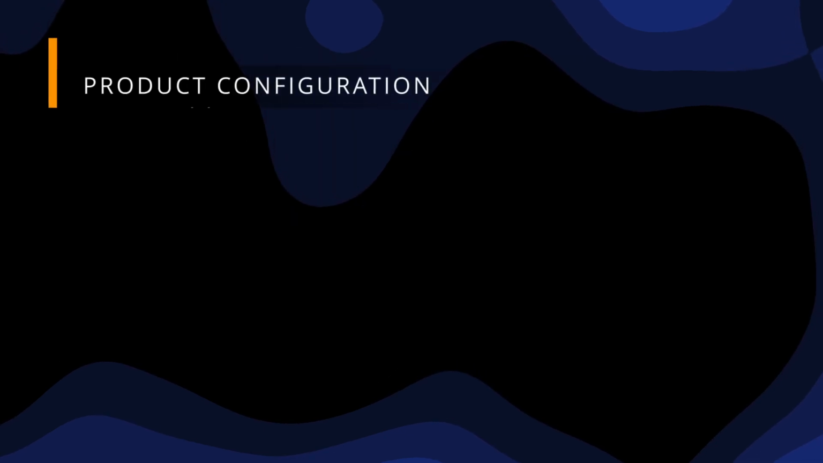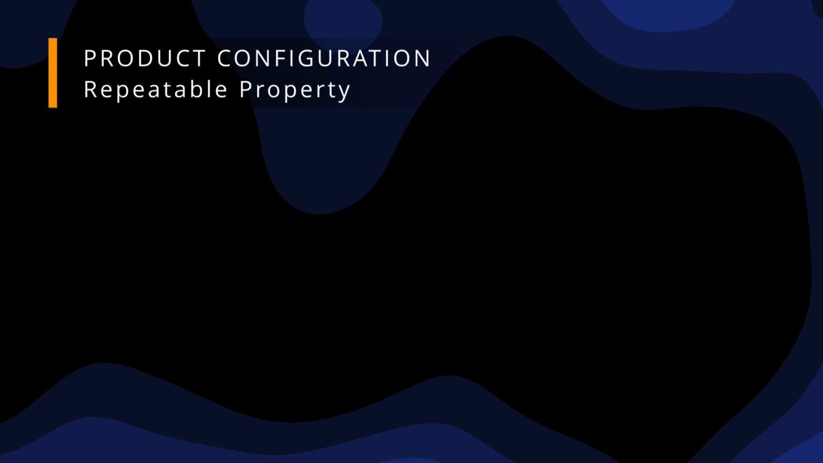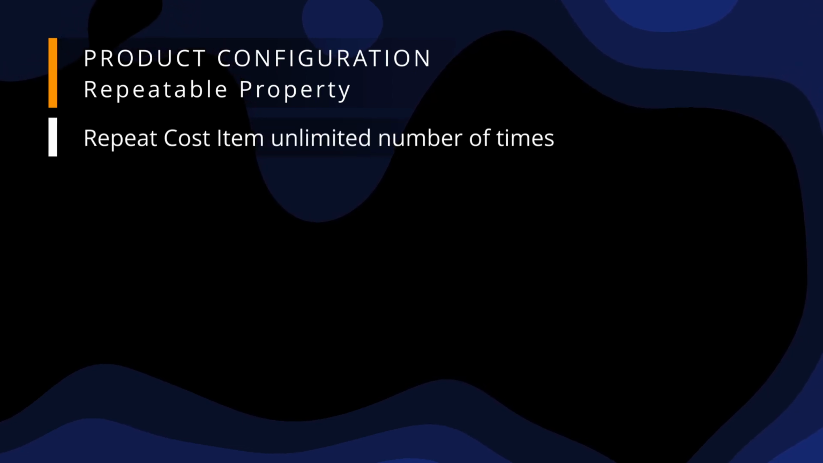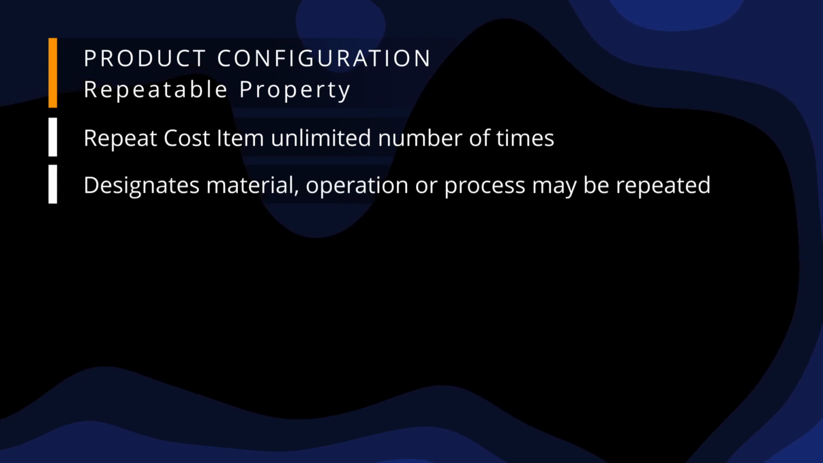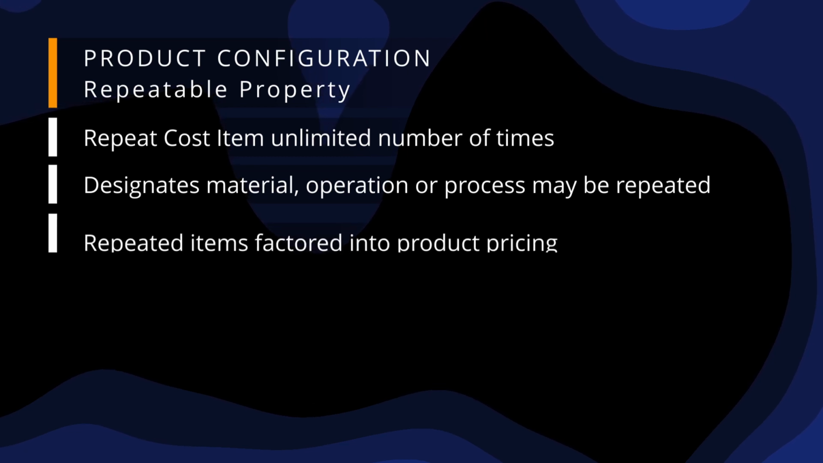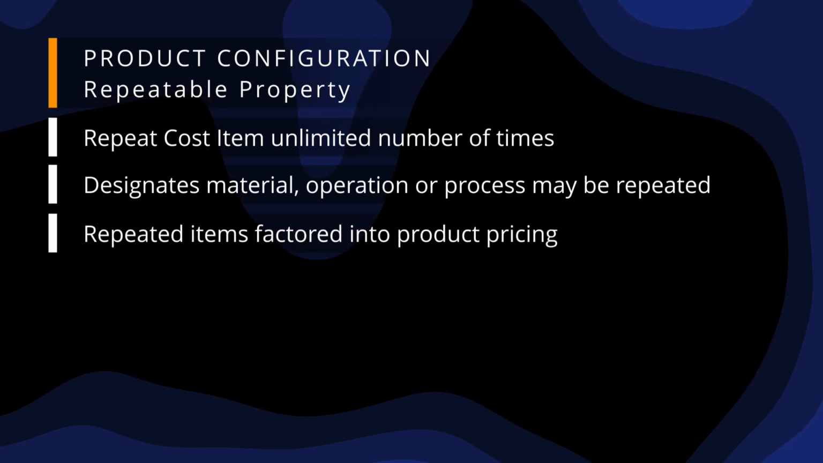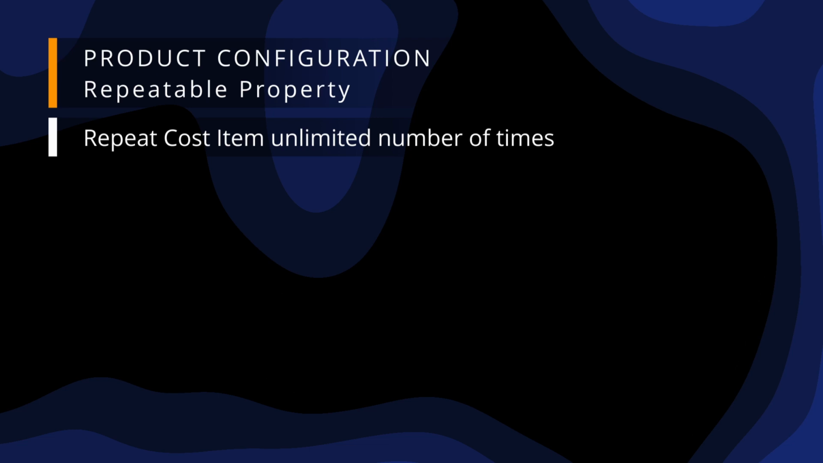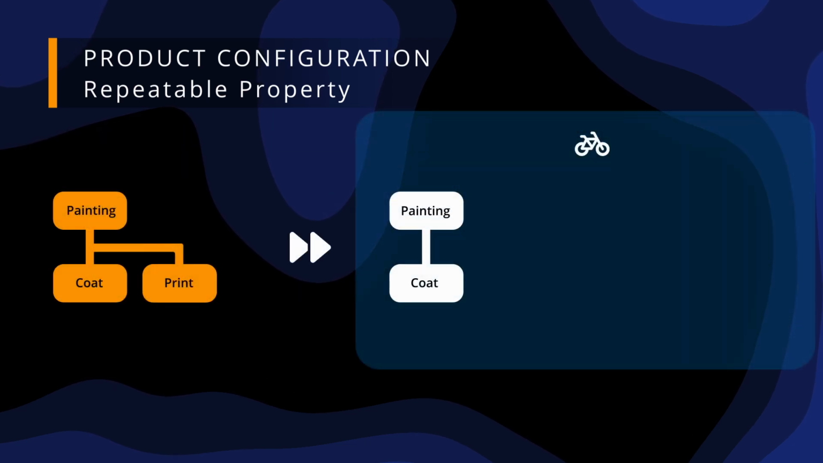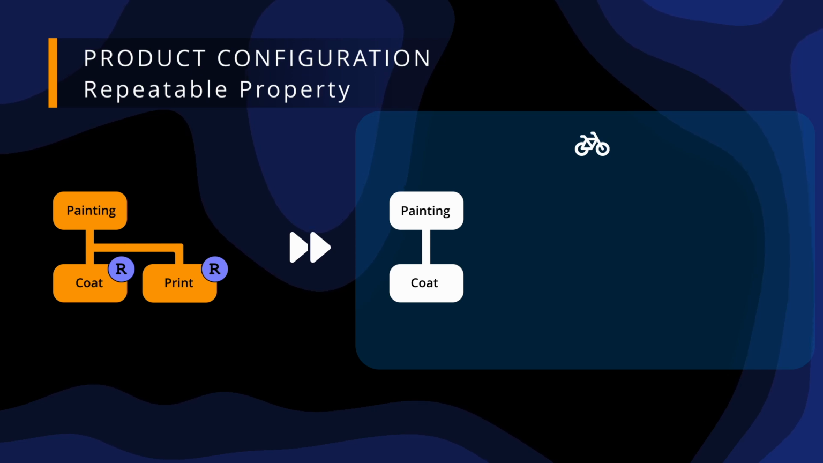When a cost item is repeatable, you'll be able to repeat it an unlimited number of times. By allowing this, the cost structure designer has stated their intention that this item is a repeated material, operation or process. When you repeat them, the repeated costs are factored into the product selling prices, as you'll soon see when we cover formula generation. Suppose the painting cost item has coat and print cost items as children. By setting these to repeatable, the designer has indicated that multiple coats of paint and printing steps are possible.